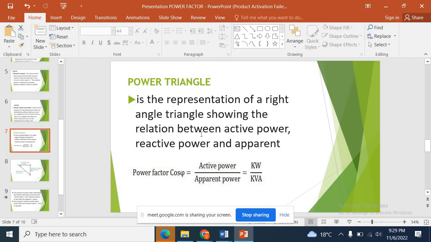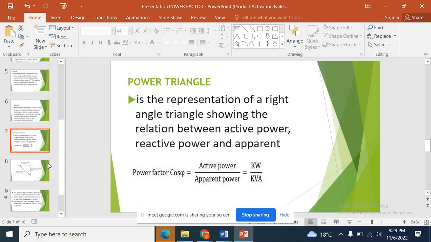Now, from those terms, we can derive the formula for finding the power factor, which is the active power divided by the apparent power. From our previous discussion, active power is measured in kilowatts, and the apparent power is measured in kilovolt-amperes. So to get the power factor, you use this formula: active power divided by the apparent power.